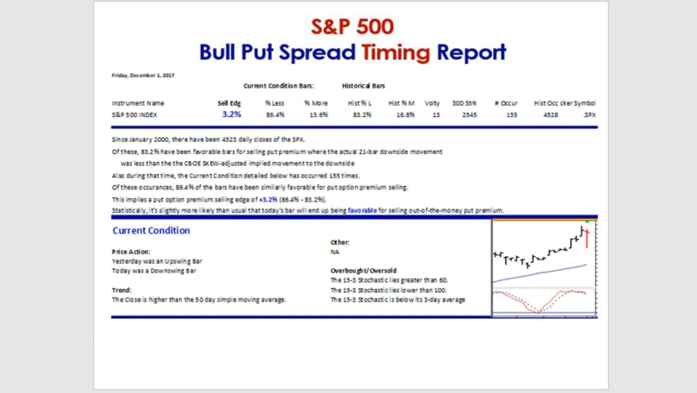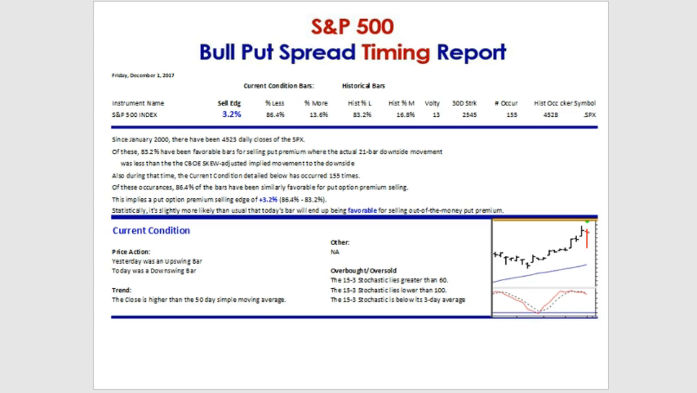16.8% of the time, it does in fact move down enough that it hits the 1 standard deviation mark at the 30-day level, sometime within those 30 days. Okay, or 21 bars, same thing. All right, so 83.2 is the market benchmark from Jan 2000 forward.